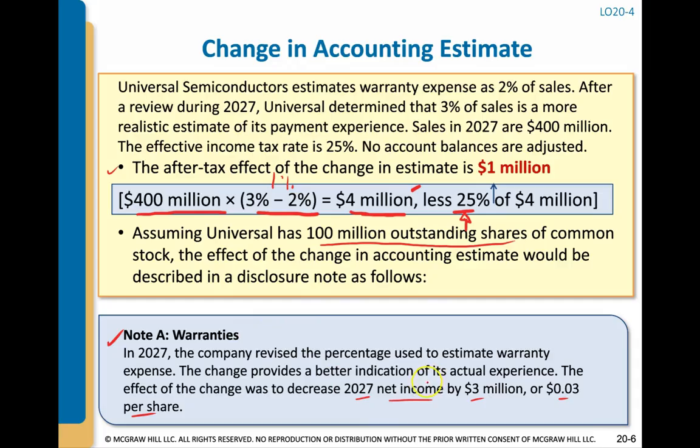Okay, so you have to disclose what the effect is to the net income, which means you have to take the tax effect into consideration, and you have to disclose the effect that it has on earnings per share.